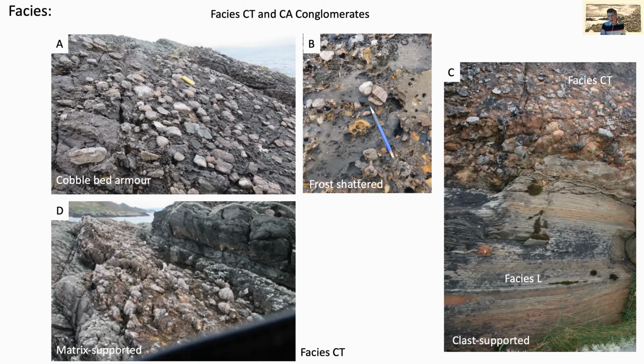Actually, these are laminated sandstones. These are rhythmically laminated sandstones, overlain sharply and erosively by a poorly sorted, clast-supported conglomerate. We also have matrix-supported conglomerates, as shown in D, which is the example we have interpreted as debris flow.